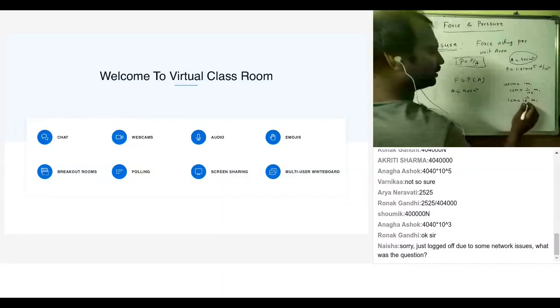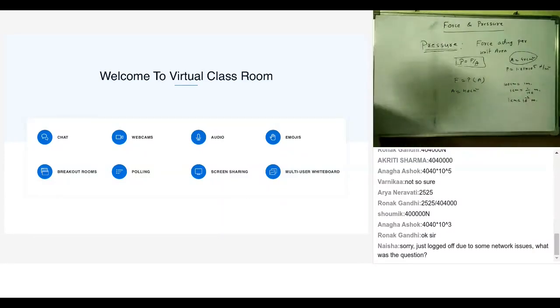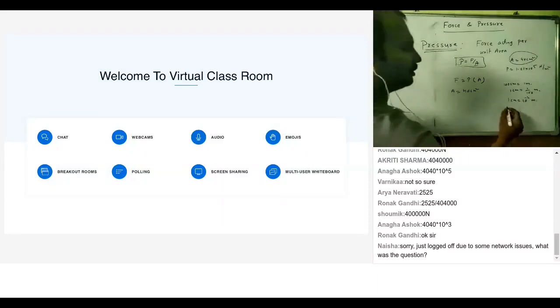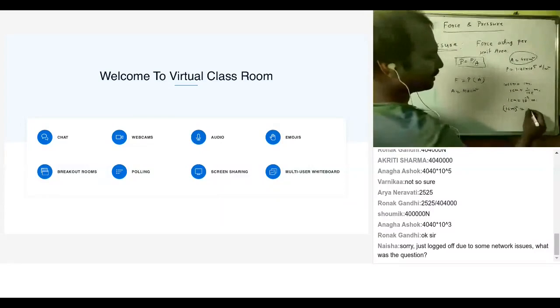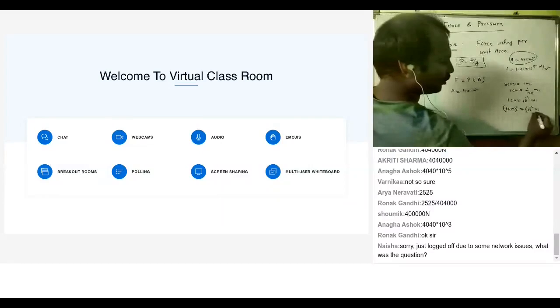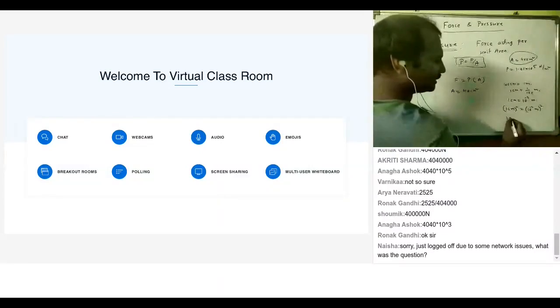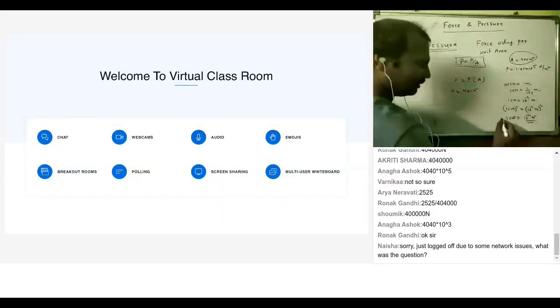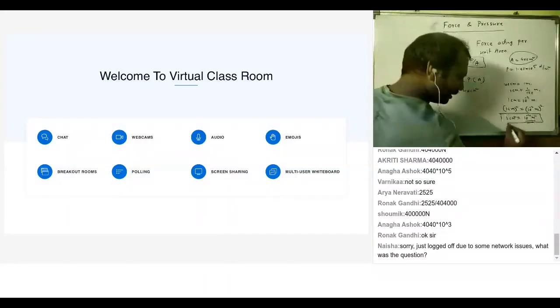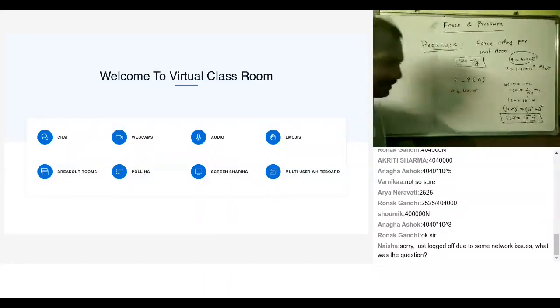So 1 centimeter is 10 power minus 2 meter. If 1 centimeter is 10 power minus 2 meter, 1 centimeter square will be equal to 10 power minus 2 meter whole square. So can I say 1 centimeter square equals 10 power minus 4 meter square? Does this make sense to all of you? Do you understand this part?